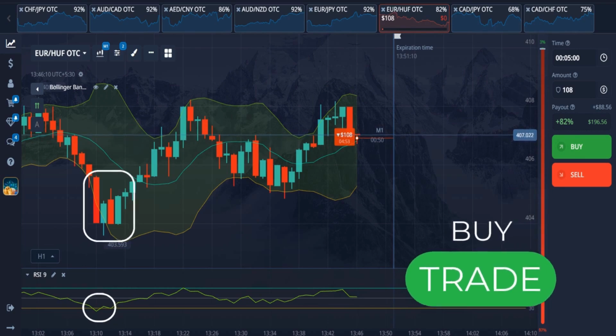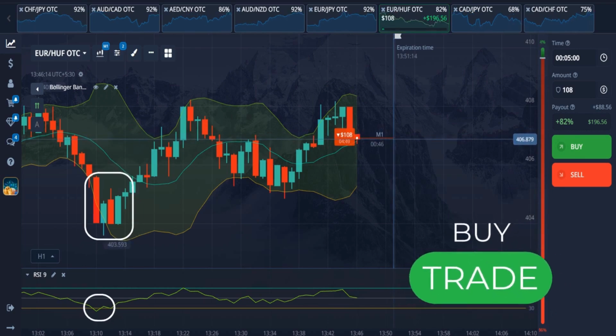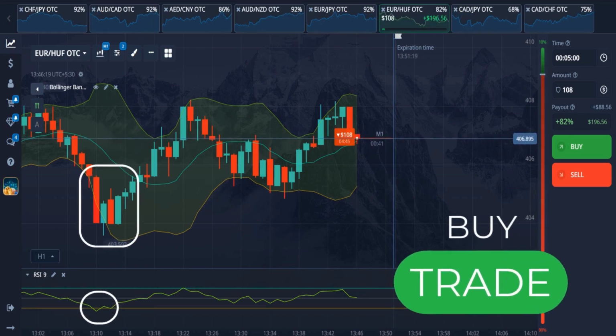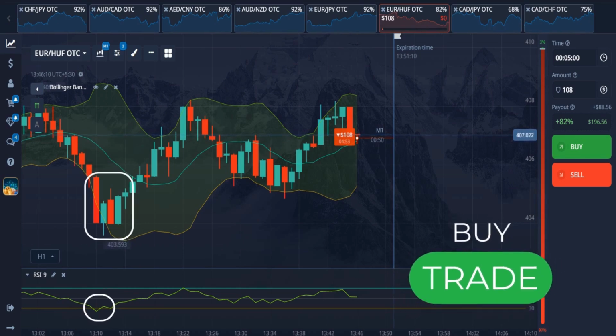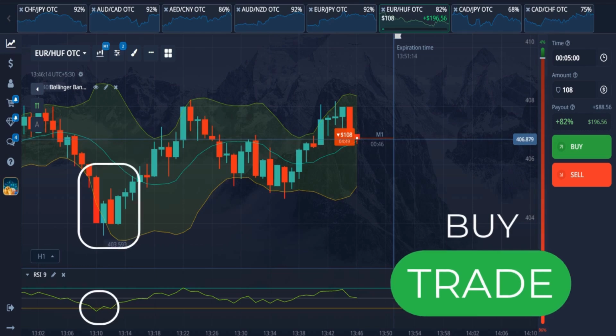For a buy trade, wait for the price to touch the lower Bollinger Band line. Check if the RSI indicator touches the 30 level. Look for a bullish engulfing candlestick pattern on the chart. If these conditions are met, enter a 5-minute buy trade on the next candle.